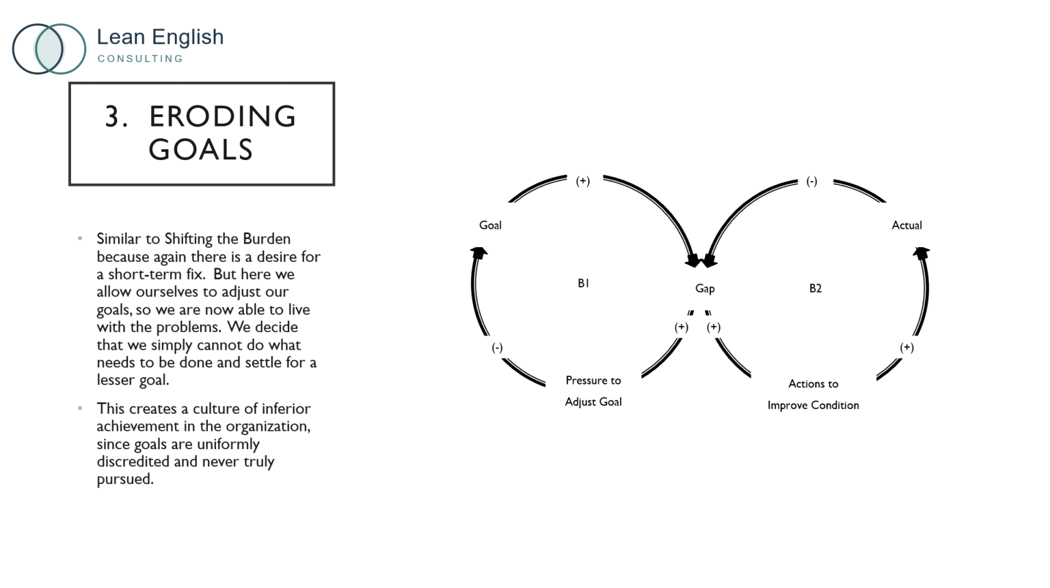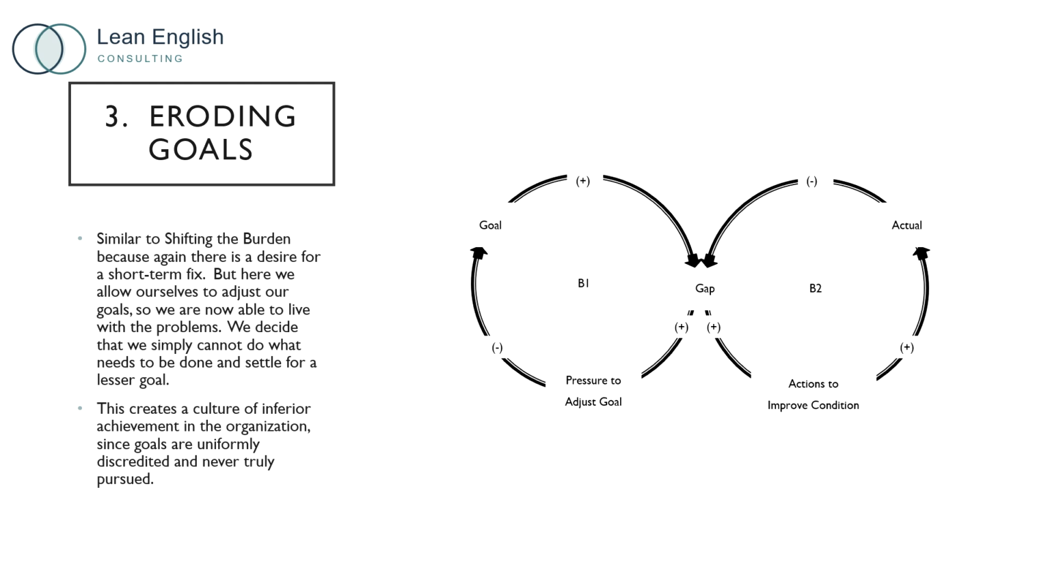Eroding goals is similar to shifting the burden because, again, there is a desire for a short-term fix. If we choose a symptomatic solution rather than a fundamental one, our actions to improve our condition will actually create a larger gap between our performance and our goal. This increases the pressure to adjust our goal to ensure it can be met. We admit that we simply cannot do what needs to be done. We allow ourselves to adjust our goals, so we are now able to live with the problems.